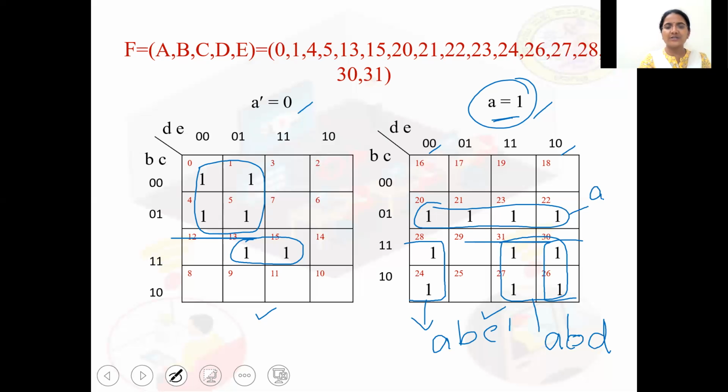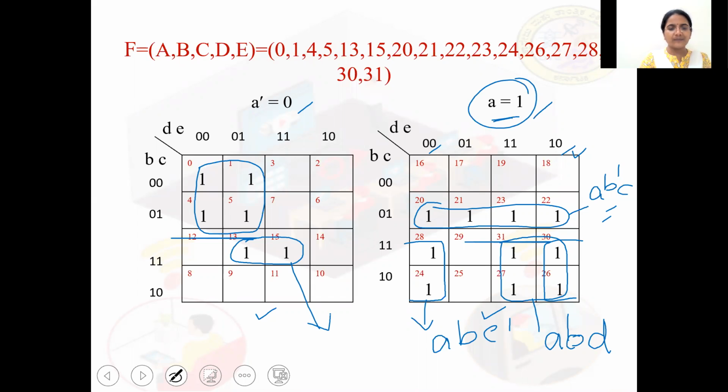Next, for this, since the A value is not changing, it is A. This we are grouping in only this K map. So we have to consider A, B bar, C. We are eliminating the D and E variables because they are changing. A, B bar, C.